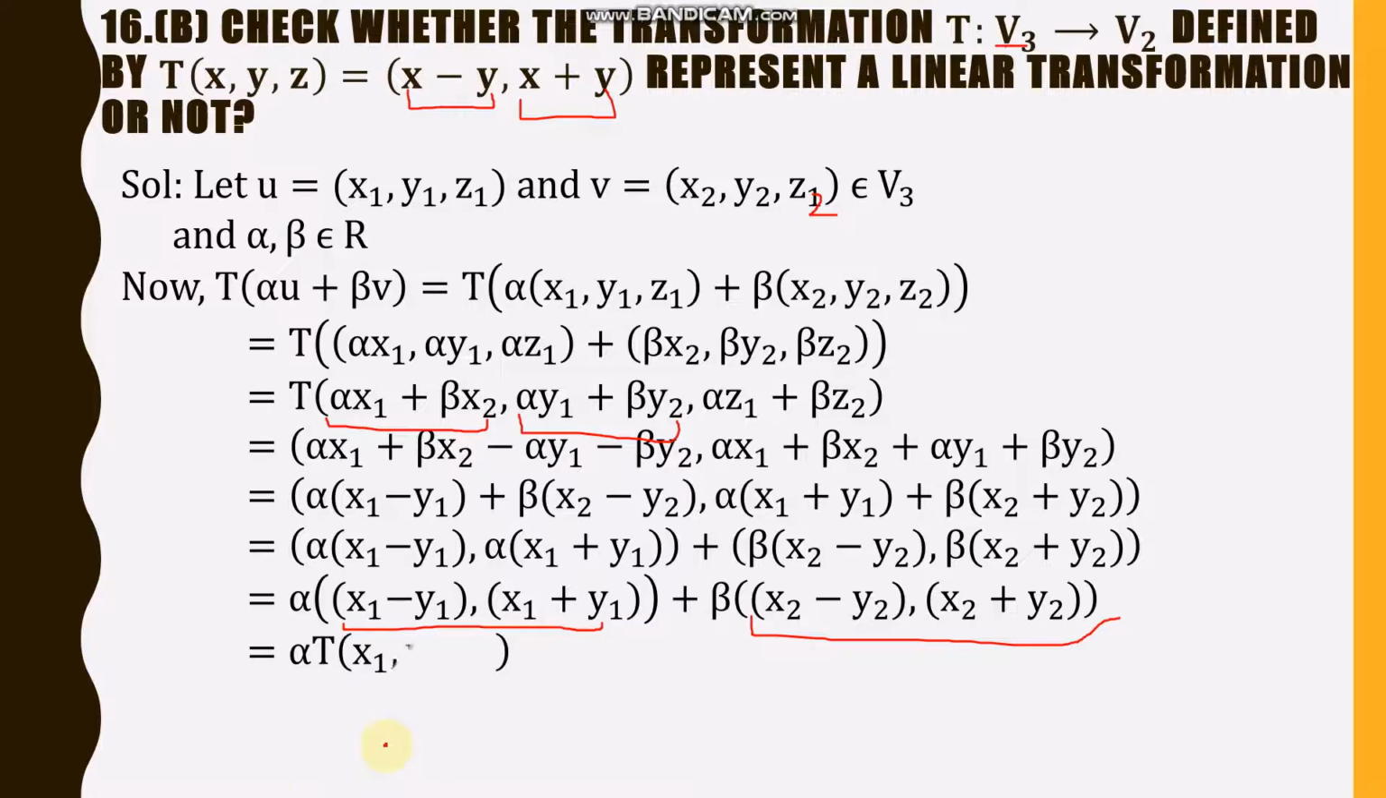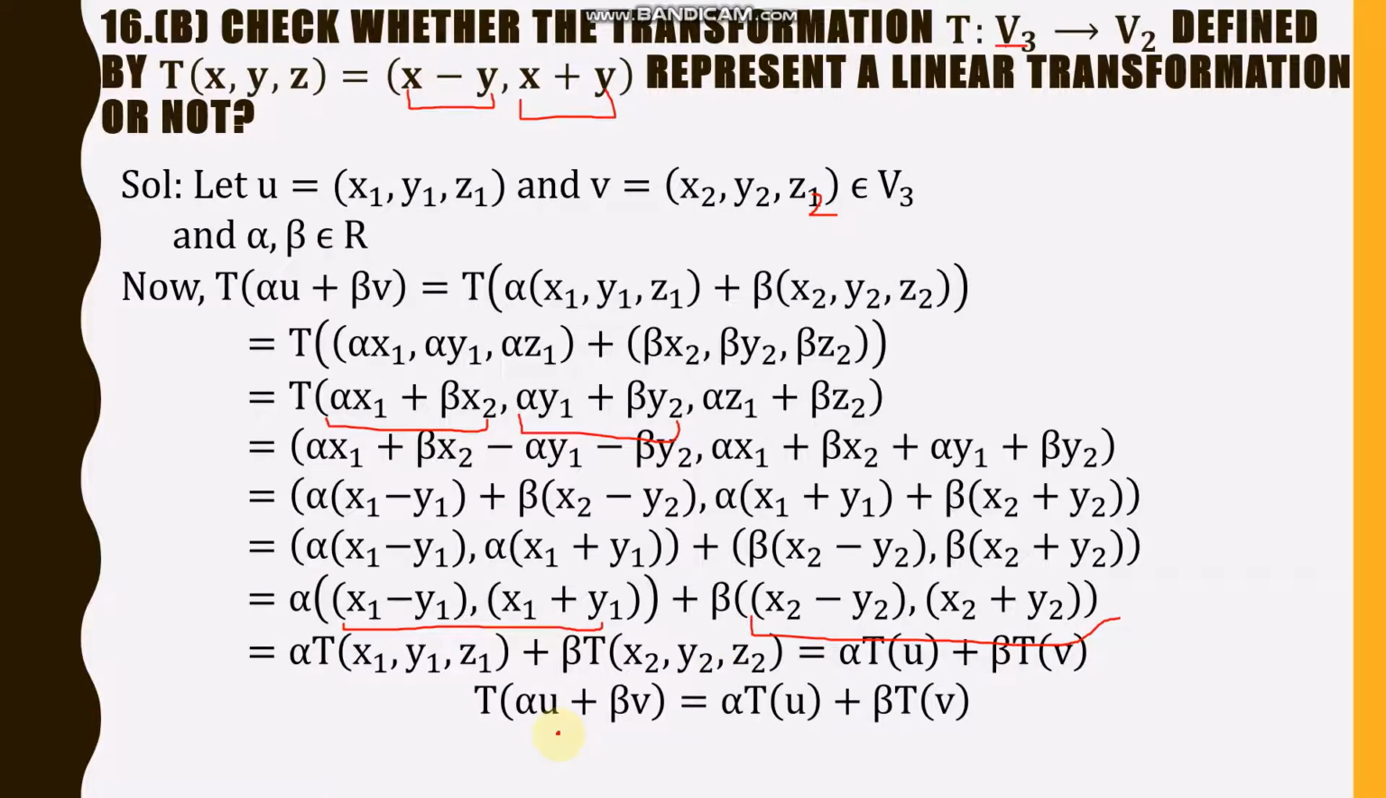So it is equal to alpha times T of x1, y1, z1, and this is beta times T of x2, y2, z2. x1, y1, z1 is u and x2, y2, z2 is v. So we have proved T of alpha u plus beta v is equal to alpha times T of u plus beta times T of v. So this transformation is a linear transformation.